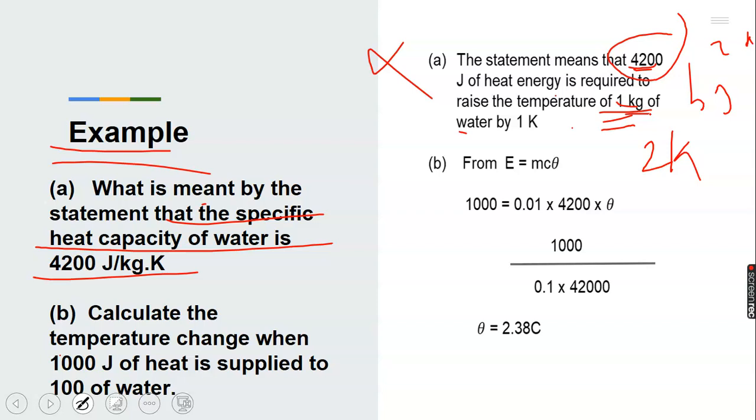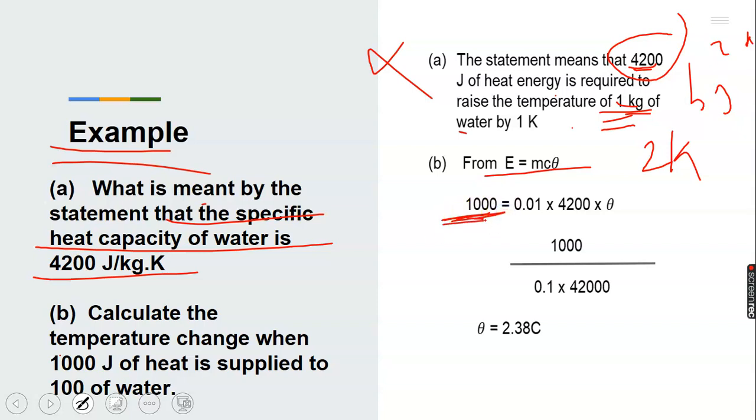That is, 4,200 joules of heat energy is required to raise the temperature of 1 kilogram of water by 1 Kelvin. And number 2, from E equals mc theta, what is our energy? 100. That means what we are looking for is the temperature. Now, you have to slot in your parameters, the ones that you have, to get the one that is missing.